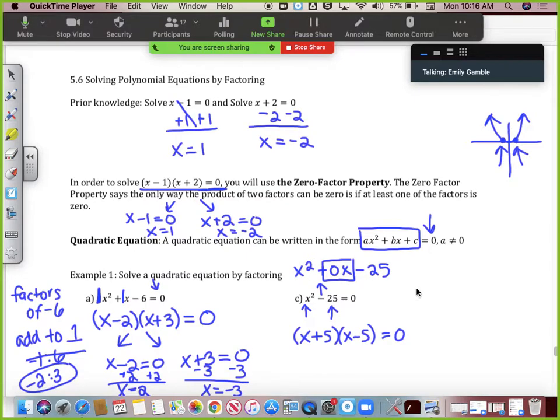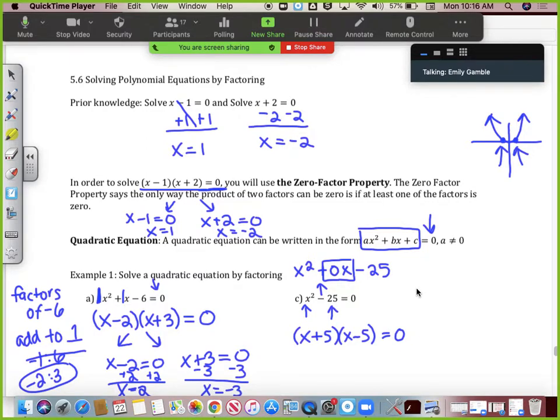What multiplies to be negative 25 and adds to be 0? Well, positive 5 and negative 5 would be the factors you would need, since 5 times negative 5 is negative 25, and 5 plus negative 5, or vice versa, equals 0.